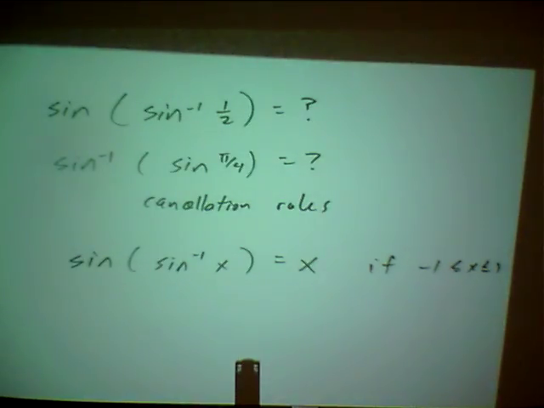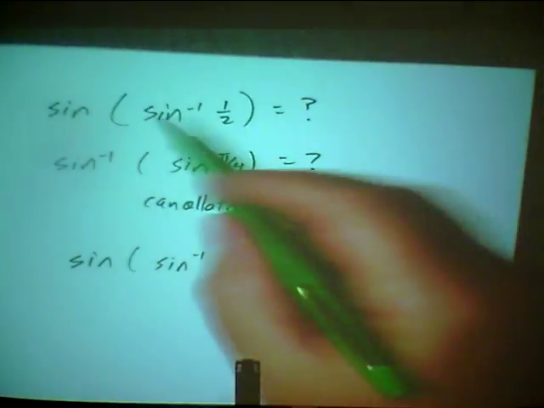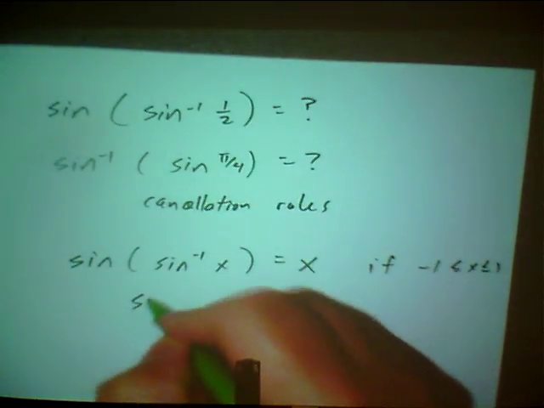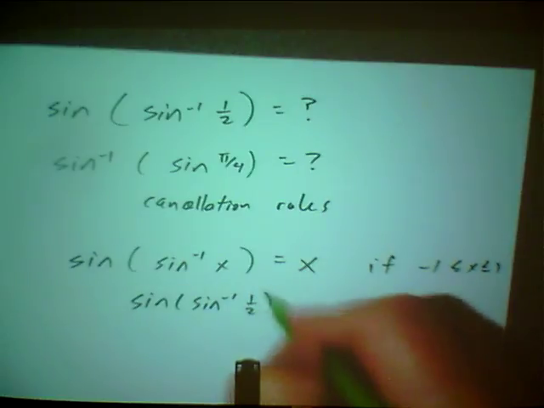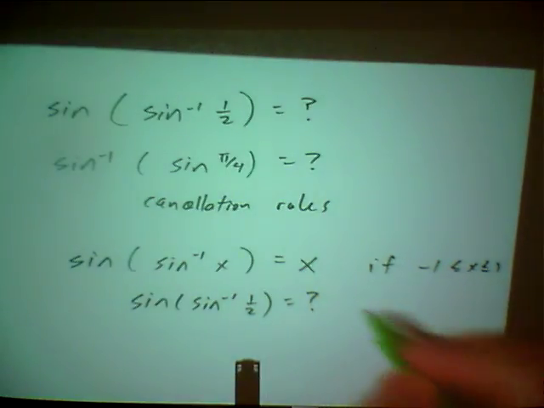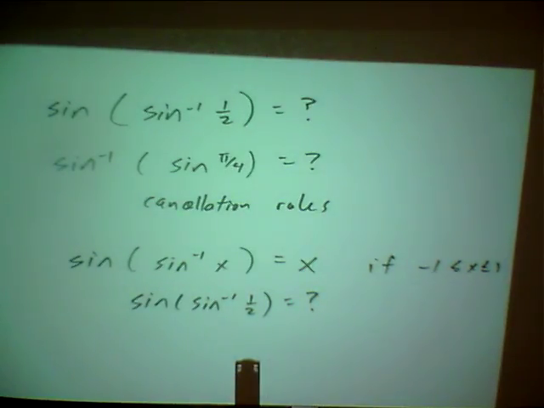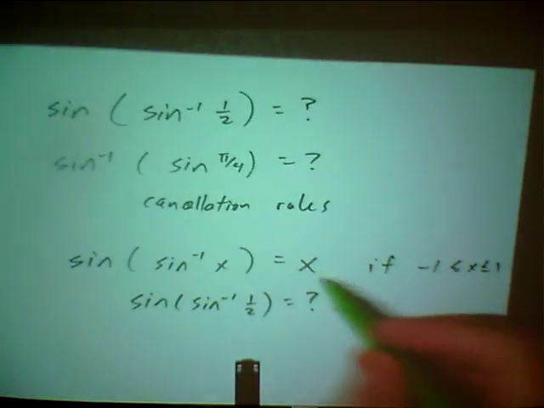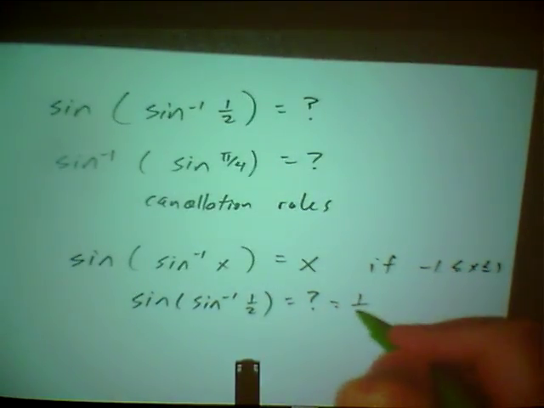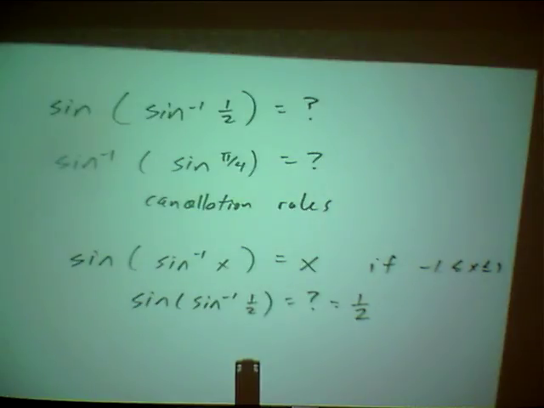So in other words, if I look at the first problem up here, I'm asking myself, well, does this cancellation rule apply? Well, the condition is if x is between -1 and 1. If what I have in here is between -1 and 1. Well, it is. So yes, it applies, and I can just very easily and quickly say that's going to be 1/2.